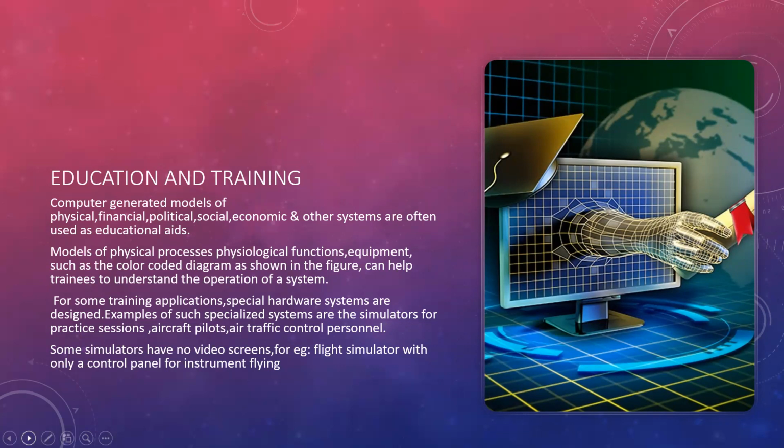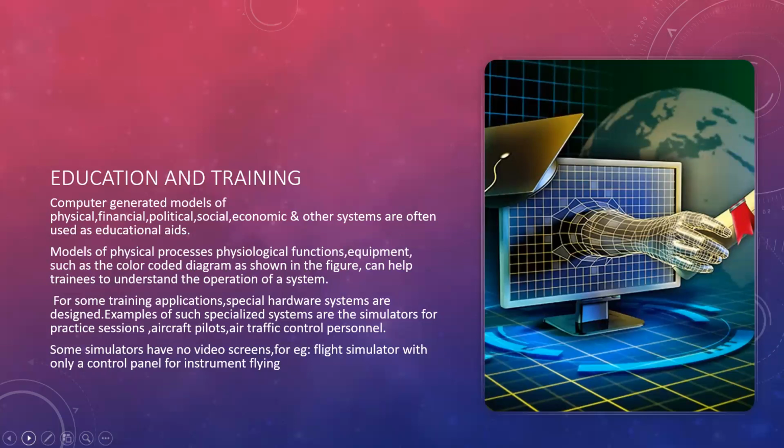For some training applications, special hardware systems are designed. Examples of such specialized systems are simulators for practice sessions for aircraft pilots and air traffic control personnel. Some simulators have no video screens, for example, a flight simulator with only a control panel for instrument flying. We don't have the visualization, that is, the computer screen that enables us to look; only control panels are available.